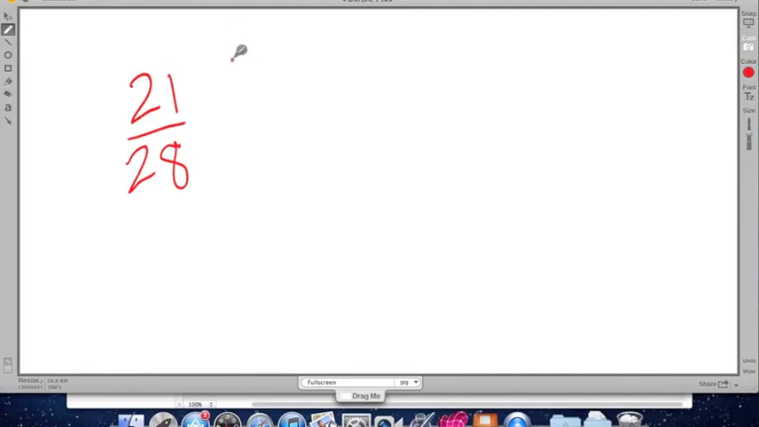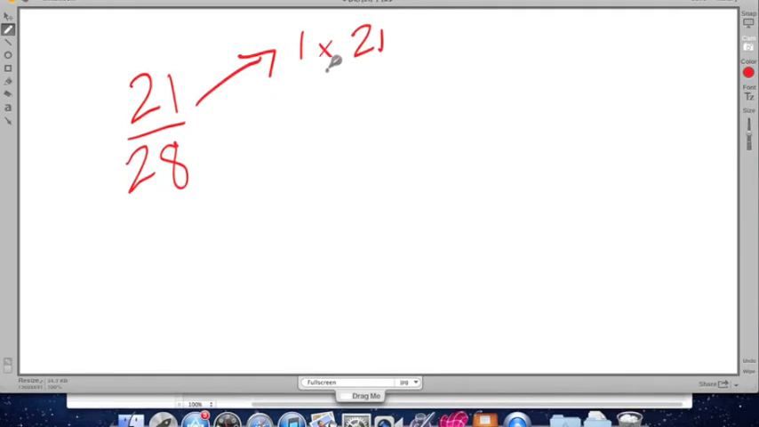So what I want to do is find out all the factors of 21. What multiplies to equal 21? Well, I know we have 1 times 21. That's pretty easy. I always start at 1 because I want to find out if that's all there is. But I know that's not the case here.